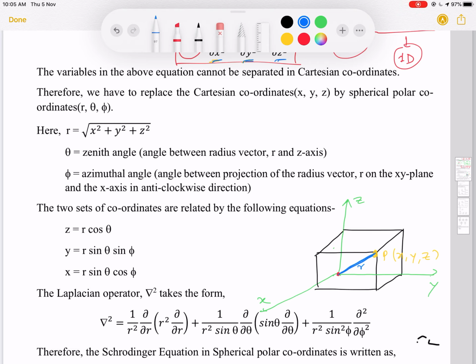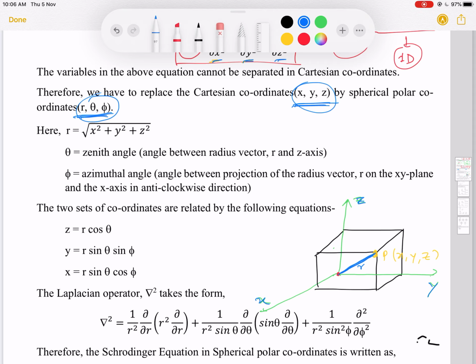Now see what will happen. We are converting the Cartesian coordinates x, y and z into spherical polar coordinates. The Cartesian coordinates are x, y and z, and the spherical polar coordinates are r, theta and phi. Then only the Schrödinger equation will be easily solvable, because in Cartesian coordinate systems the variables cannot be separated, so the Schrödinger equation cannot be solved. So to solve the Schrödinger equation, we have to convert the Cartesian coordinates into spherical polar coordinates.